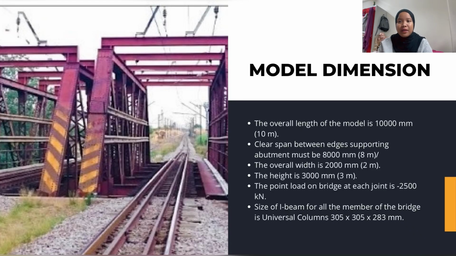For the model dimension of this bridge, the overall length of the model is 10 meters. The clear span between the supporting abutments is 8 meters. The overall width is 2 meters. The height is 3 meters. And the point load on the bridge at each joint is negative 2,500 kN. The size of I-beam for all the members of the bridge is universal column UC 305 times 305 times 283 mm.